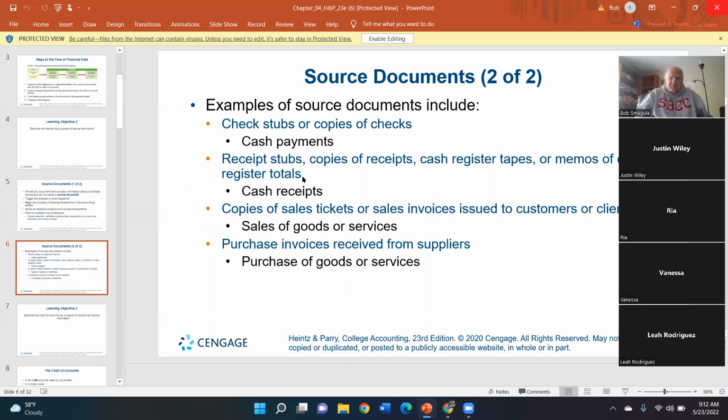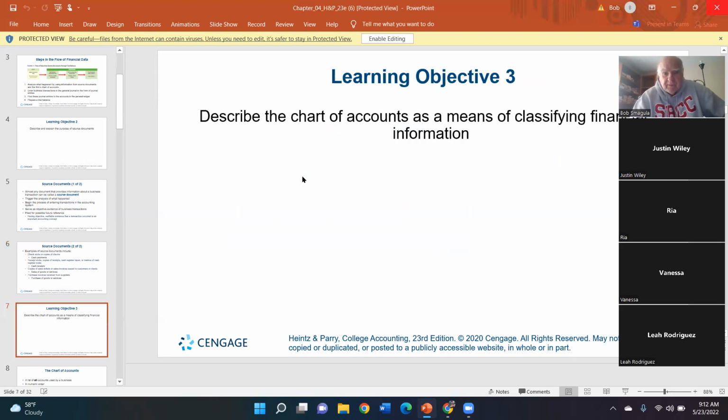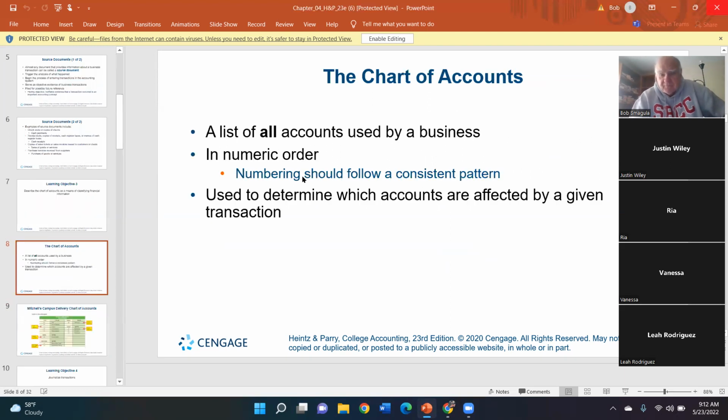Examples, check stubs, like I said, receipts, cash register tapes, sales tickets, invoices, things like that. Source documents usually get you started. Describe the chart of accounts as a means of classifying financial information.